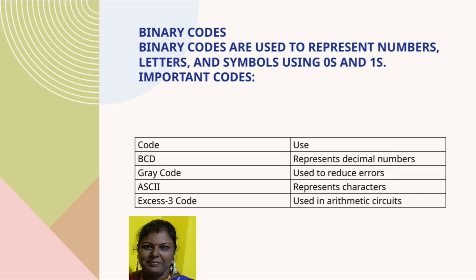Binary codes are the language of computers, strings of zeros and ones that stand for numbers, letters, and symbols. Each code has its own job. BCD, or binary coded decimal, represents decimal numbers. Gray code is designed to reduce errors during transitions. ASCII stands for characters, letting us handle text. And XS3 code finds its place in arithmetic circuits. Together, these codes form the foundation for digital communication and processing.